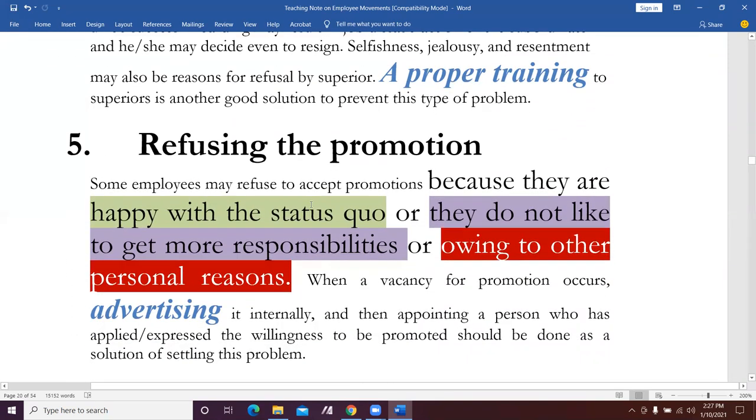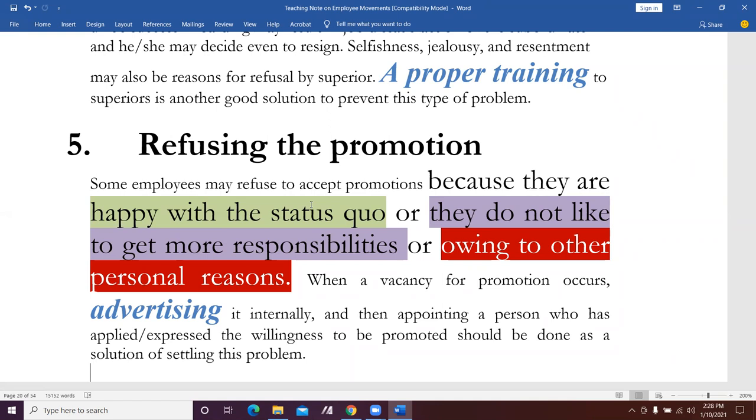Okay, then refusing the promotion, that's another problem. Assume I am the top manager and I promoted you, but you came to see me and said, sir, thank you very much for promoting me to that post, but I have some personal problems. So at this moment I am not in a position of accepting that promotion. There are some employees like that. And then one solution is to follow the open method instead of the closed method.